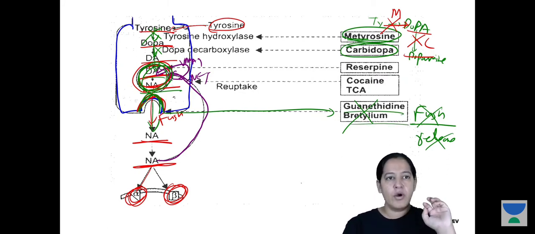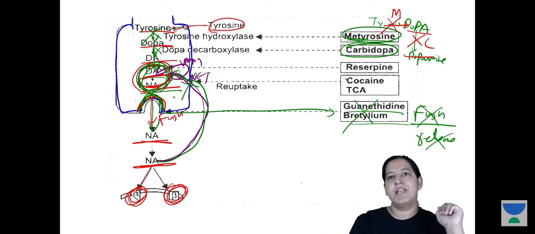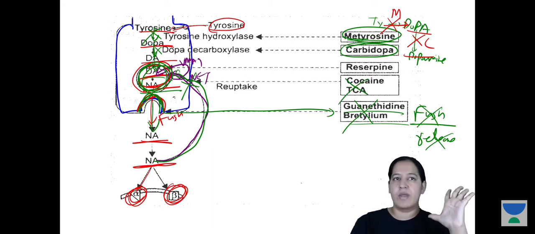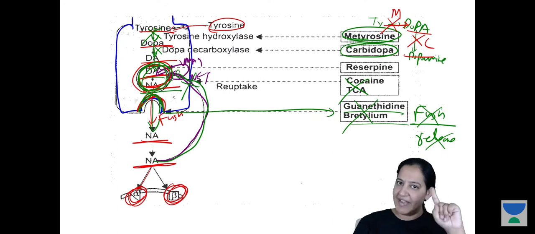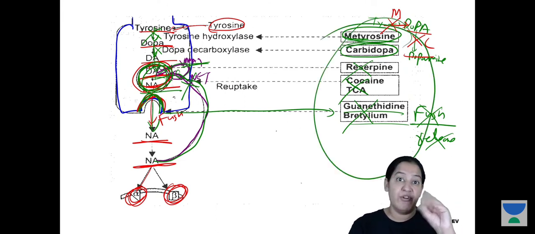After that, noradrenaline uptake. The first uptake is by NET, from the outside into the cytoplasm, and that is inhibited by cocaine or TCAs, tricyclic antidepressants. So cocaine is the first uptake inhibitor. The second uptake, from the cytoplasm into the synaptic vesicle, is by VMAT. VMAT is inhibited by reserpine. So I have told you the names of 5 poisons, 5 different steps.